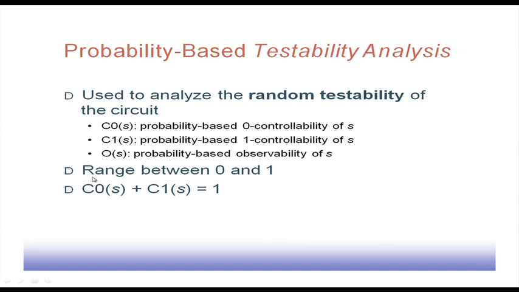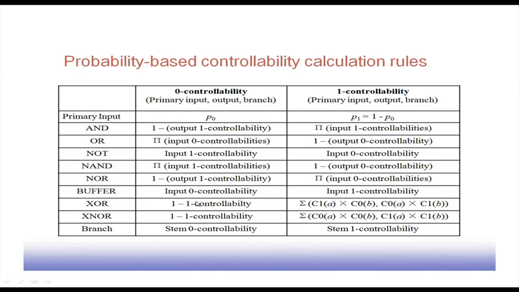These values C0, C1 and O range between 0 and 1, and this condition is true: C0S plus C1S is equal to 1. So, if it is difficult to make a line 0, then this 0 controllability will be high, and 1 controllability will be low. Let us see how we can calculate this for a probability based analysis.